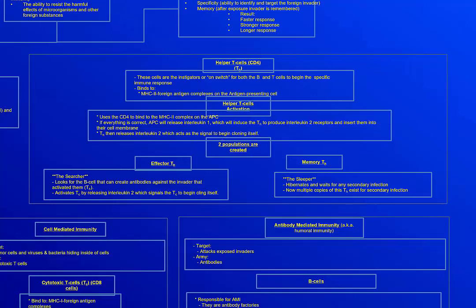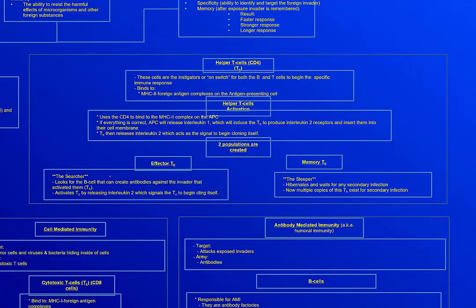Two populations are created, the effector and the memory cell. The memory cell I always call the sleeper, regardless of which memory cell it is, because it hibernates. It's waiting for the next infection to happen, but now instead of having that one single copy that had the variable region I wanted, I have multiple copies available. The effector helper T cell, I call this the searcher.